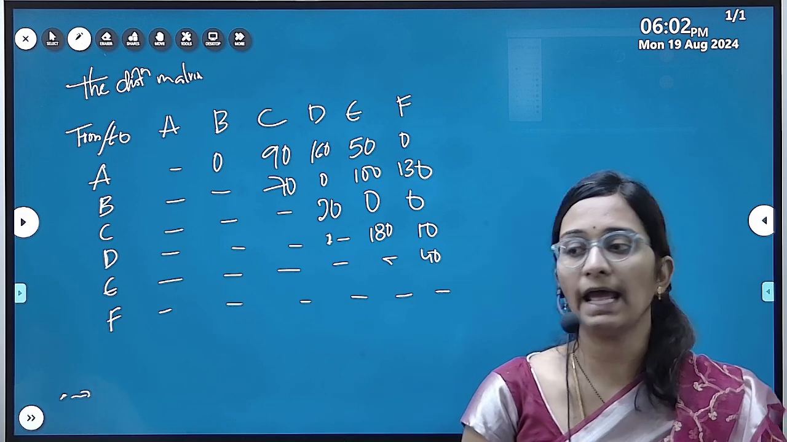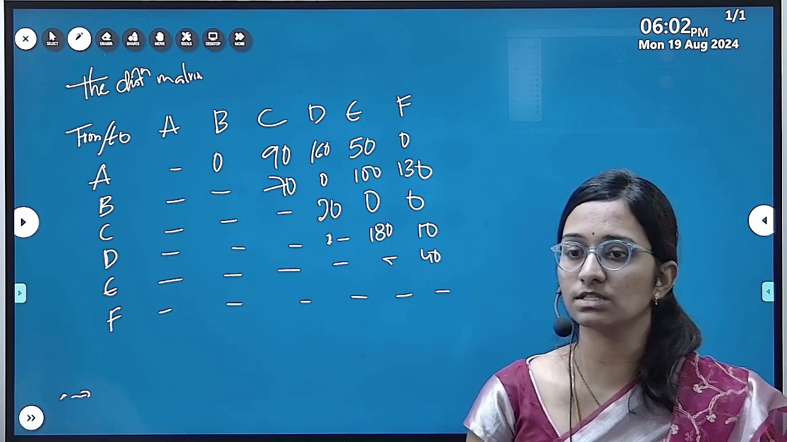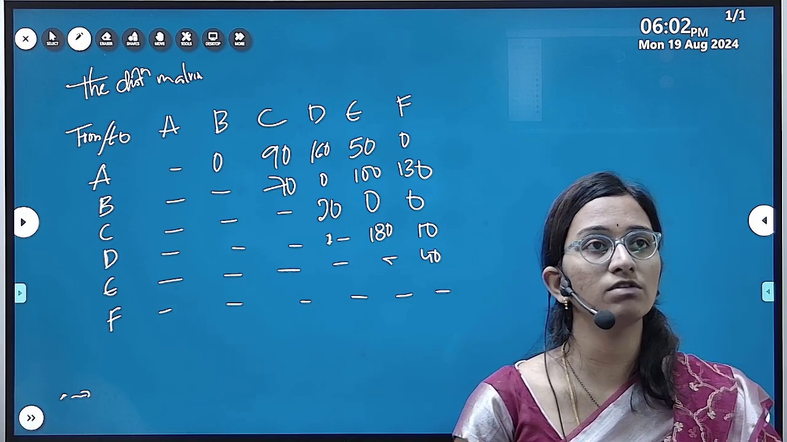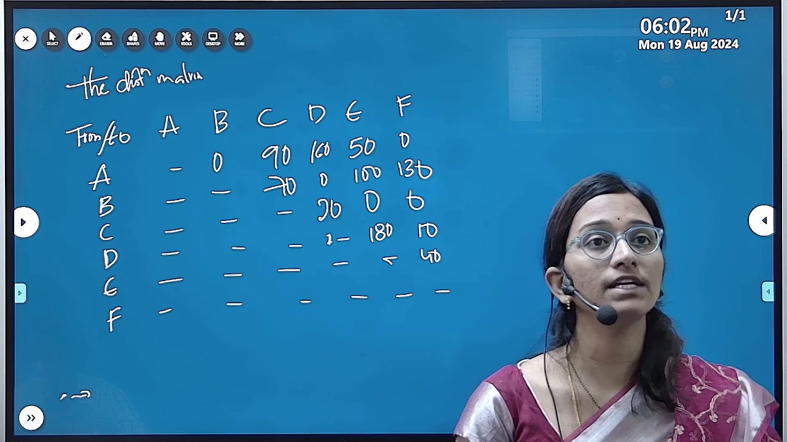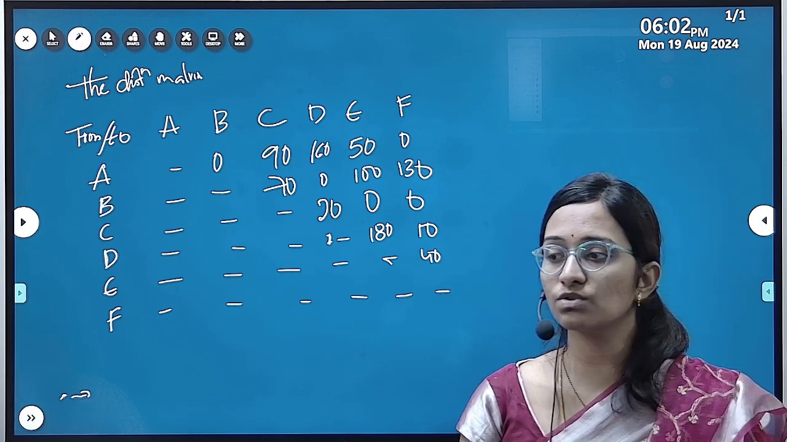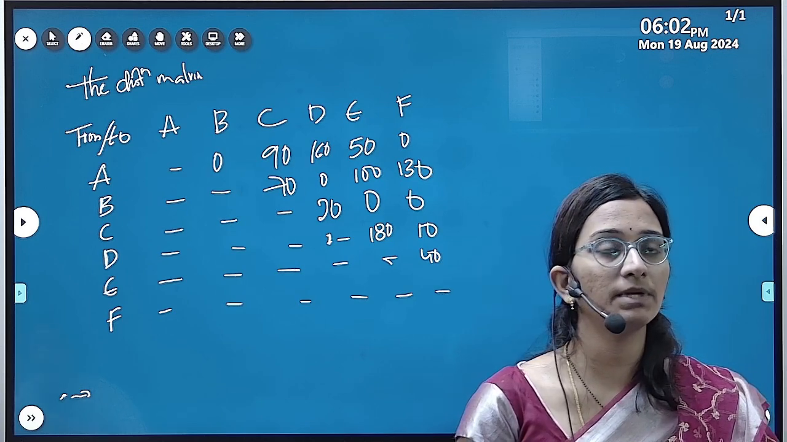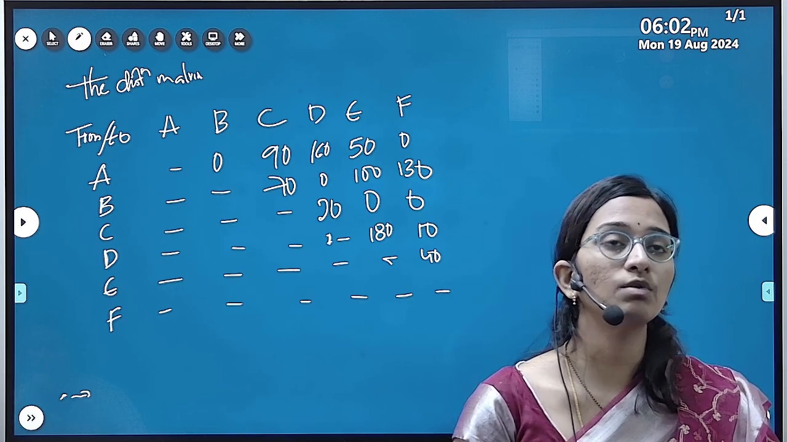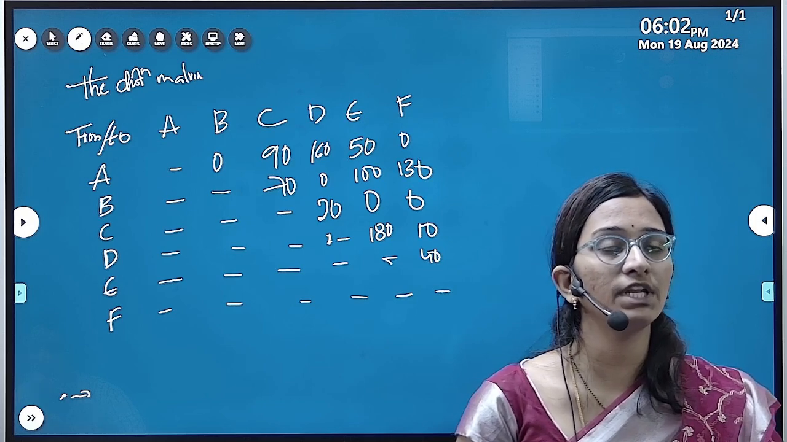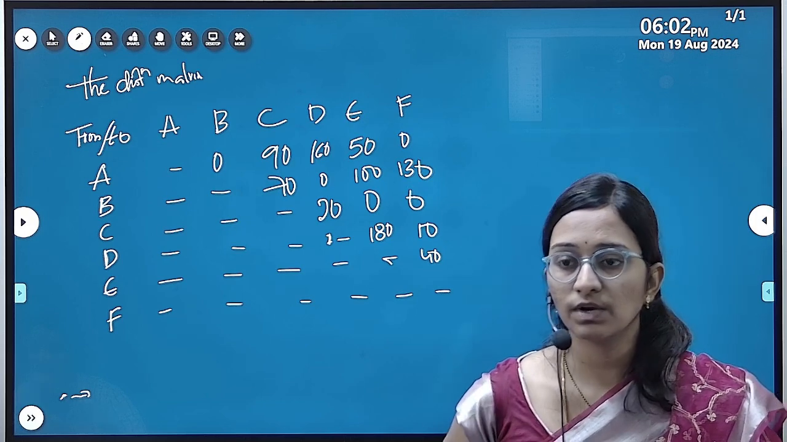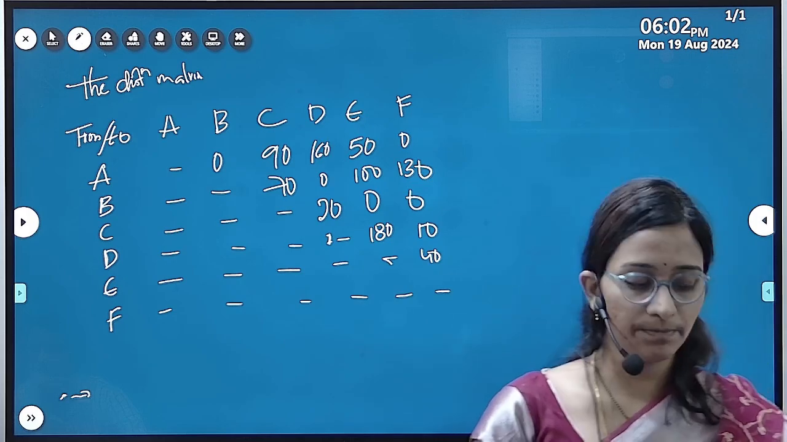Planning for aggregating the resources. Resource aggregate planning is also known as planning for aggregating the resources. That means how to aggregate the resources, how to bring them in, how to plan it, how much to utilize, from where we need to get those resources, okay?